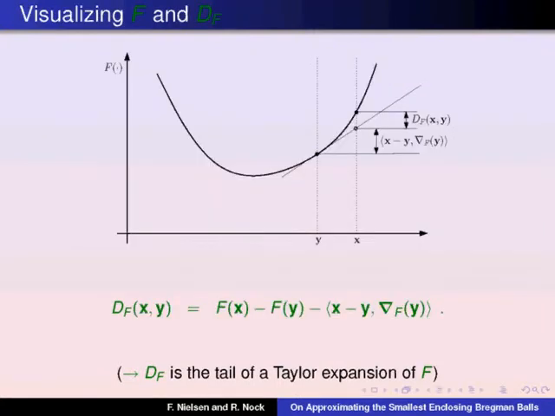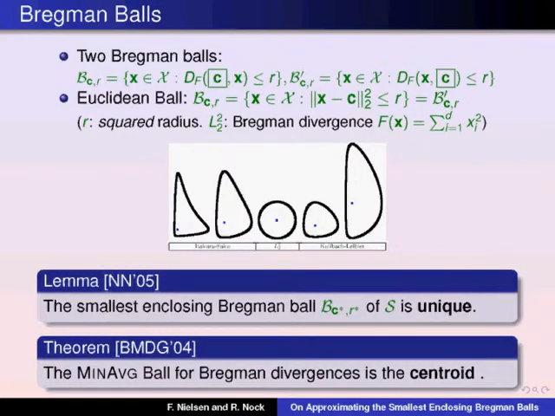Here we visualize f and its divergence df. As you can see, df can be seen as the tail of a Taylor expansion of the function f. Depending on whether we put the circumcenter in the first position or the second position of the divergence df, we can define two Bregman balls. For the Euclidean ball, those two balls are identical. It can be shown that the smallest enclosing Bregman ball is unique.